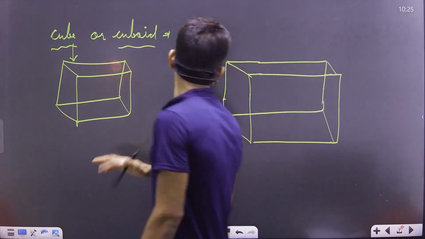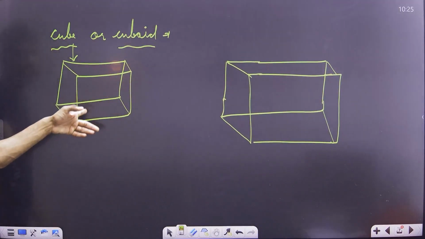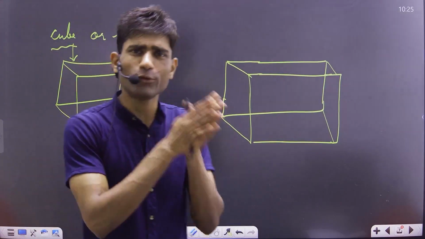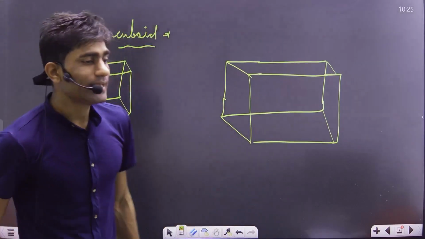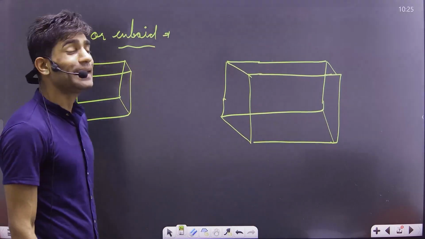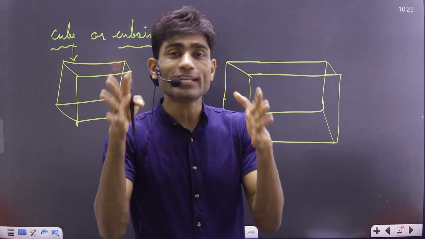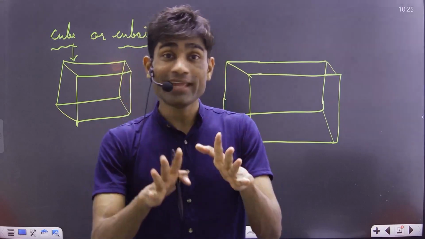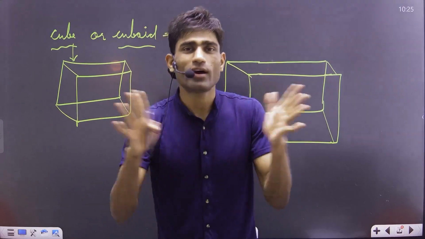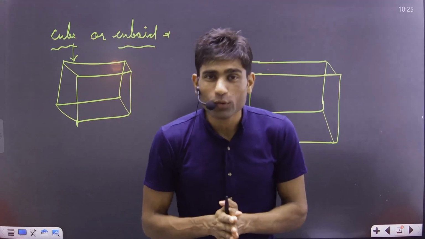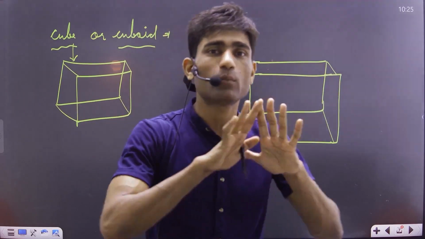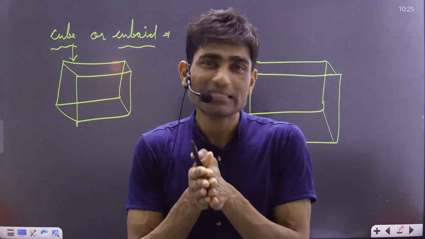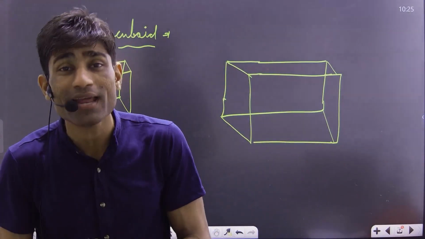This one is the cube, and this one we have is the cuboid. So what is the major difference between a cube and a cuboid? In the case of a cube, length, breadth and height are all equal. But in the case of a cuboid, length, breadth and height, all three are different. So this is the major difference between a cube and a cuboid.